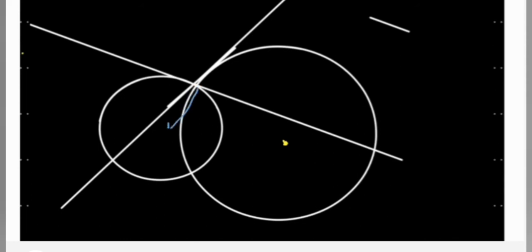Let me try to draw it up. So this part over here is 30 degrees. This part over here is 30 degrees. This part is 90 degrees because it is tangent.